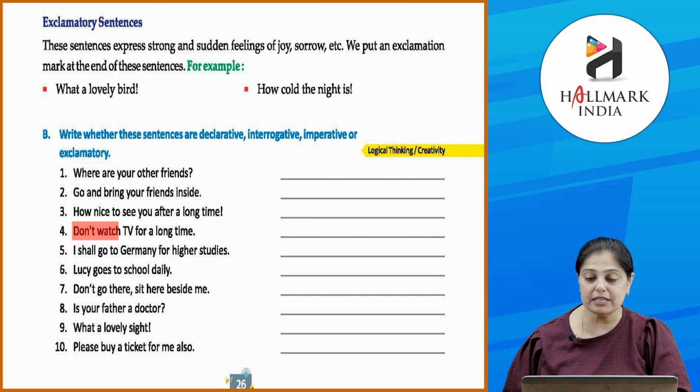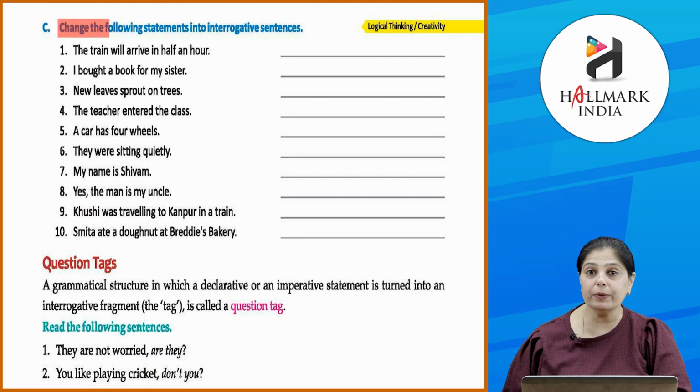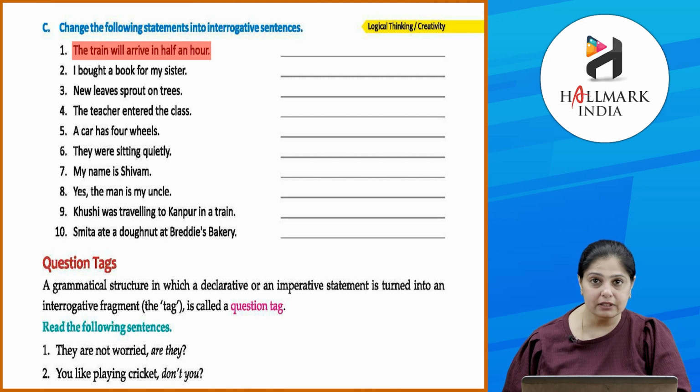Okay, don't watch TV for a long time. So this is a statement. You're telling the person not to watch TV for a long time. Clear? So now quickly do the remaining ones by yourself. Now, let's change the following statements into interrogative sentences. The train will arrive in half an hour. Okay? So, यहाँ पे हम लोग को इसको change करना है. Okay? When will the train arrive?